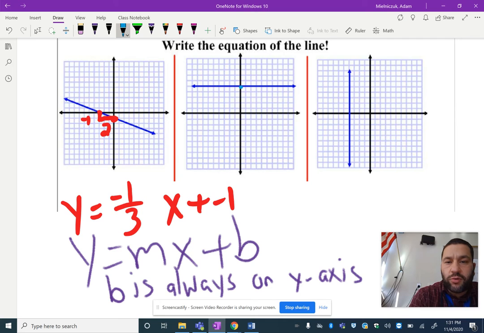So again, we're going to start with our y-intercept. Here we see it's at 1, 2, 3, 4, 5. So for this one, we have y equals something times x plus 5. And then we've got to pick another point. It can be any of these.